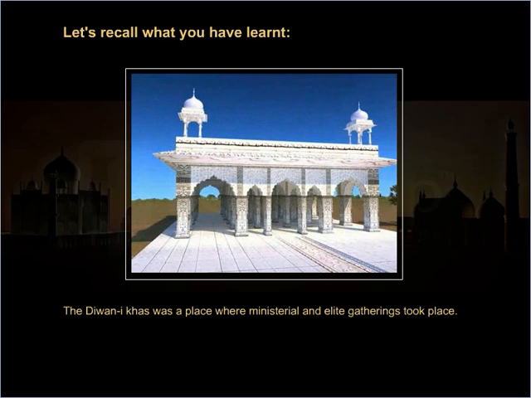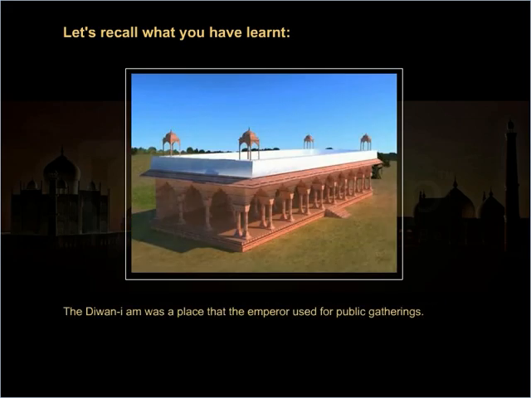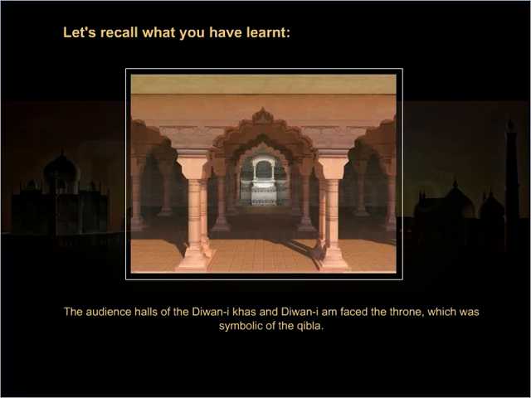The Diwan-i khas was a place where ministerial and elite gatherings took place. The Diwan-i Aam was a place that the emperor used for public gatherings. The audience halls of the Diwan-i khas and the Diwan-i Aam faced the throne, which was symbolic of the Qibla.